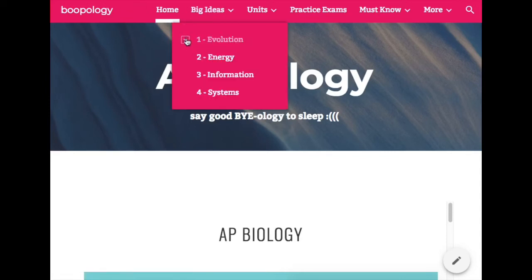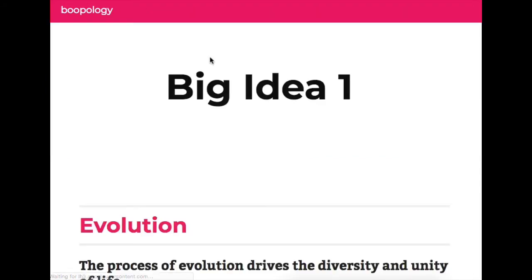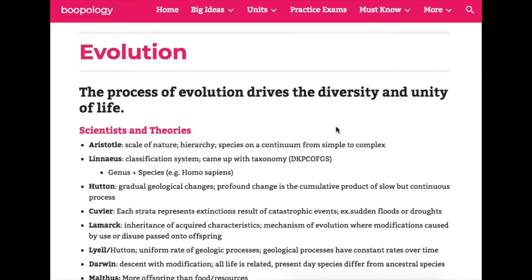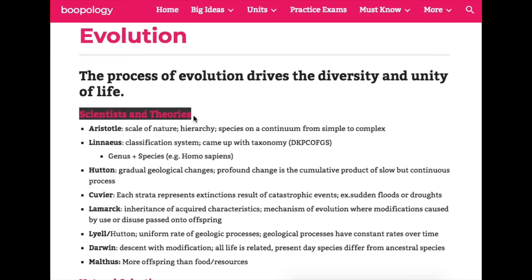This is for AP Biology, Big Idea 1, which is evolution. The process of evolution drives the diversity and unity of life. Listed below are some scientists and theories you should know. Notably, you should know about Linnaeus and his classification system, which includes domain, kingdom, phylum, class, and more.